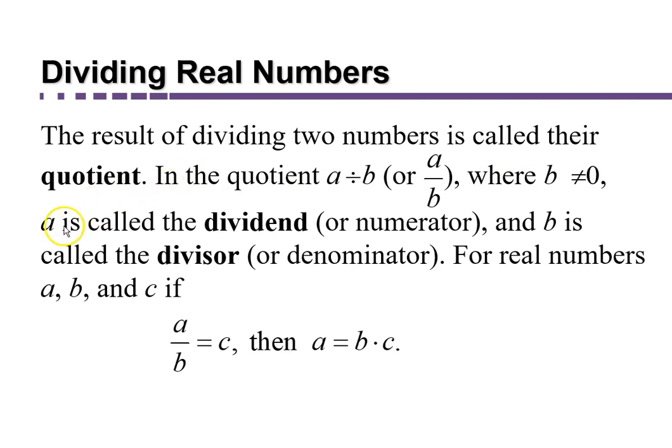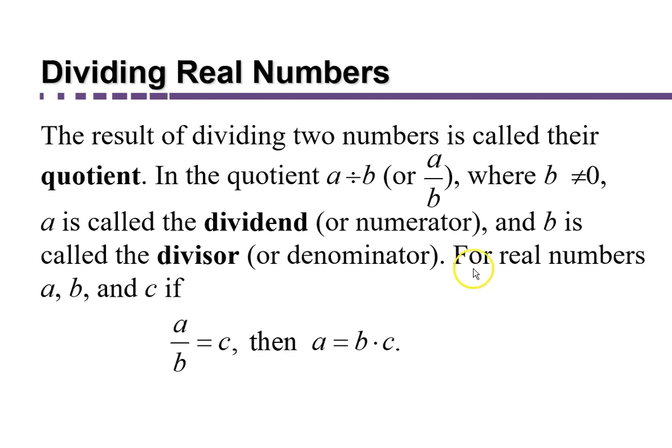Now, we call A, when it's set up like this, the dividend. Or if it's set up like this, the number on top, that's the numerator. And B, when it's set up like this, is the divisor. Or set up like this, it's called the denominator. So you want to take some notes. There are some potential quiz questions here.